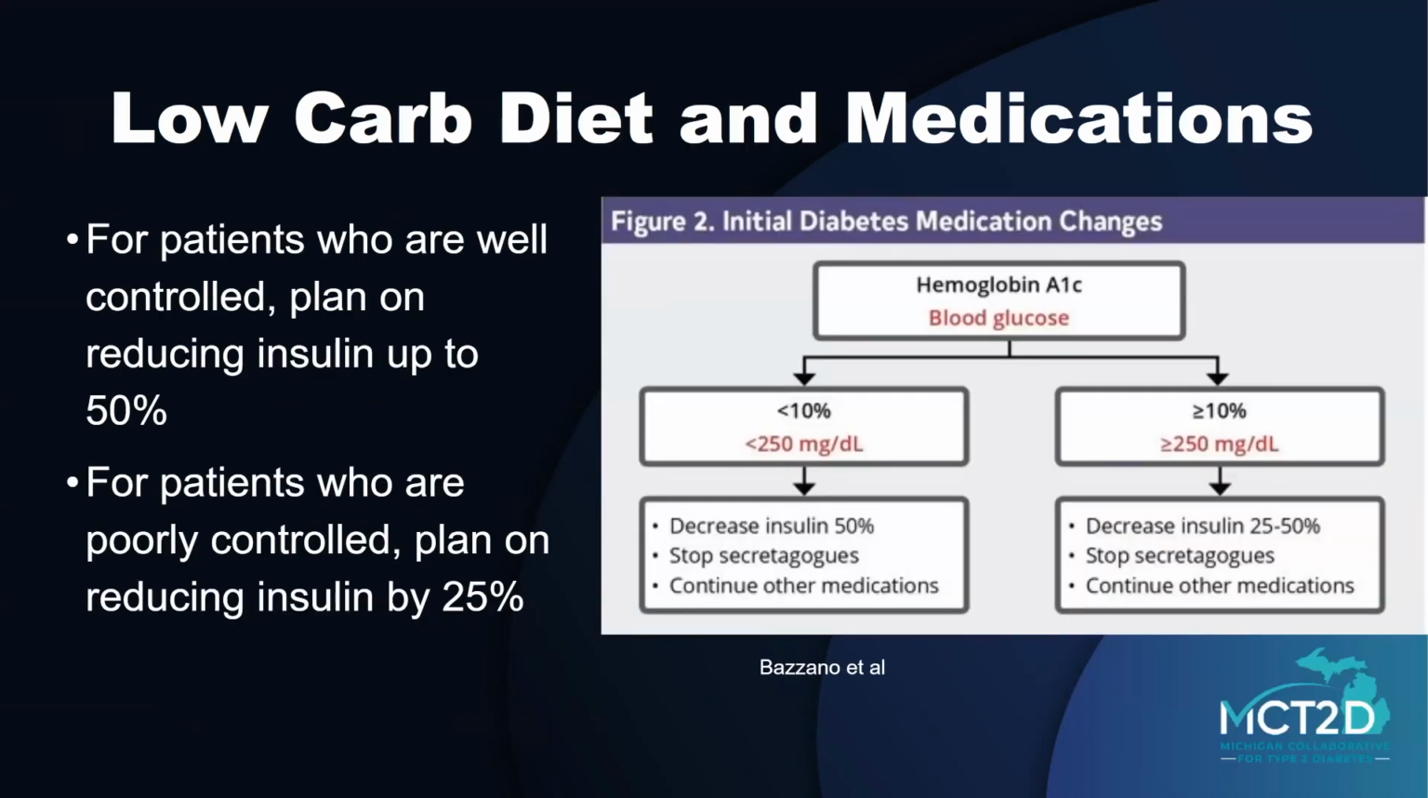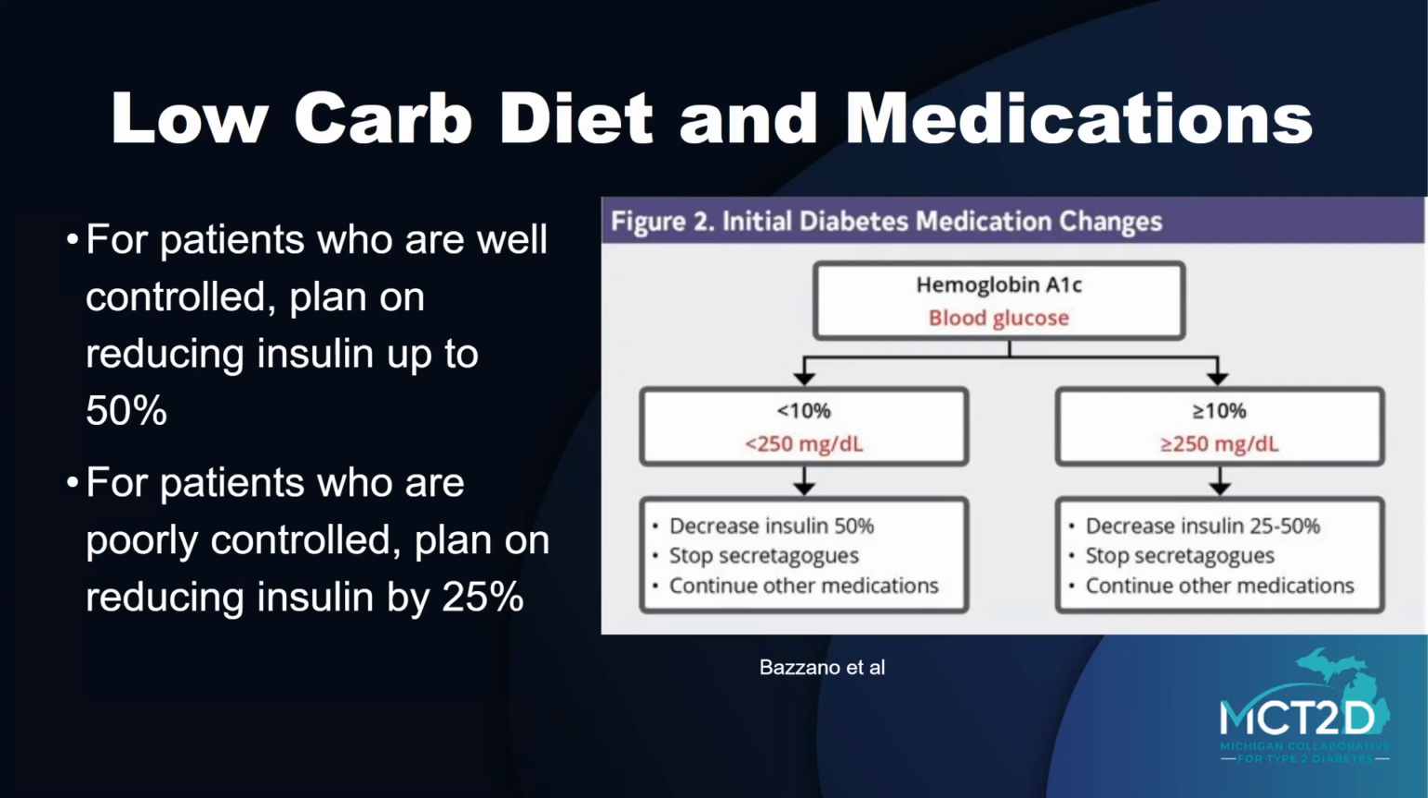So when you start a low carbohydrate diet, you have to think about medication from the very beginning. That's because as soon as people adopt a low carbohydrate diet, they're going to start to drop their blood sugar pretty rapidly. How do you decide how much to cut patients' insulin when they're starting a low carbohydrate diet? Well, it really depends on how well controlled they are before they start their low carbohydrate diet.